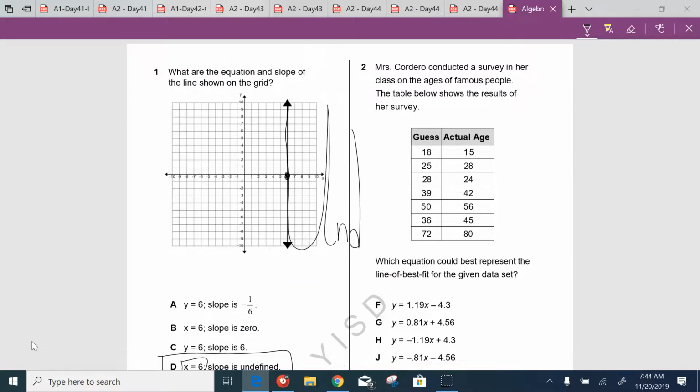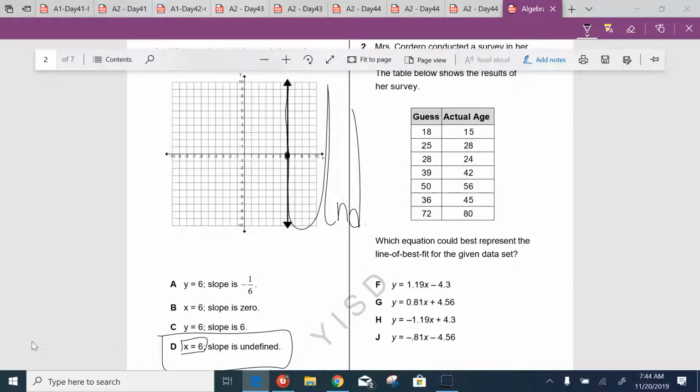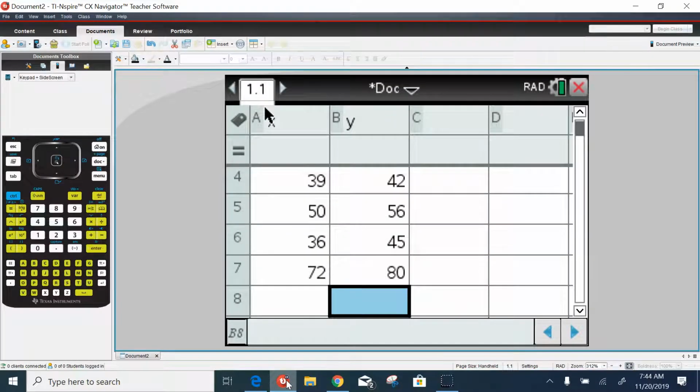Number two, Mrs. Cordero conducted a survey in her class on the ages of famous people. The table below shows the results of her survey. So we have the actual guesses up here on the left side of what the students made and the actual age of the celebrities. Which equation could best represent the line of best fit for the given data set? So we're looking for our correlation coefficient, basically. Actually, we're looking for the slope and y-intercept of all these points. So we're going to have to do our data set in our calculator when we do correlation coefficient, which I already have done for us.